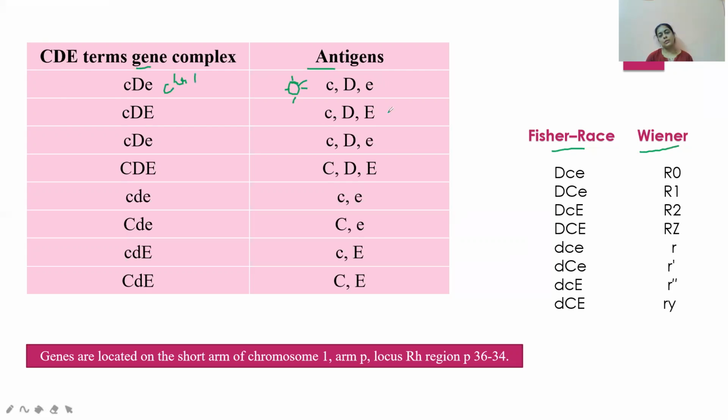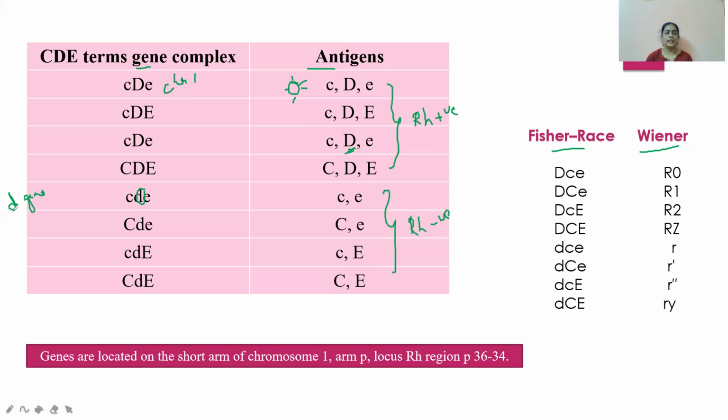If you just look at this, all these individuals are Rh positive. Why are they Rh positive? Because they contain the D protein on the RBC membrane. All these ones are Rh negative, right? They don't contain D. Very important, what is this small d? I told you there is no small d gene or small d protein.